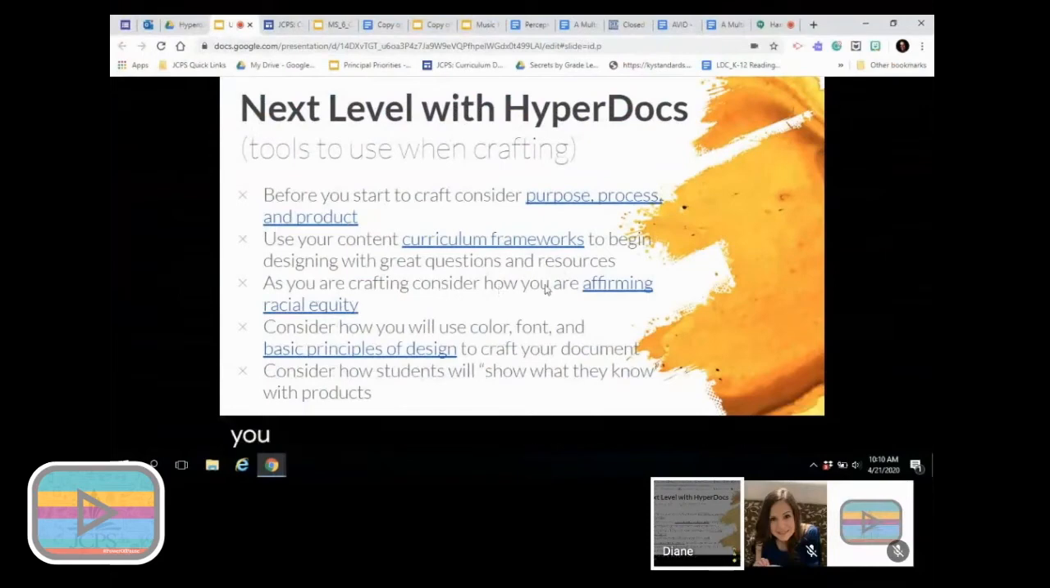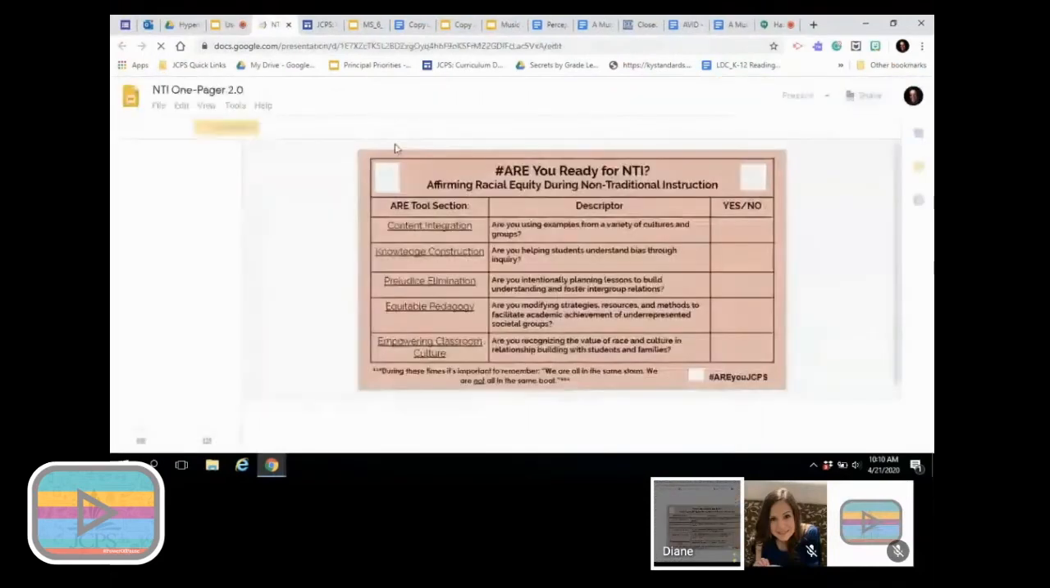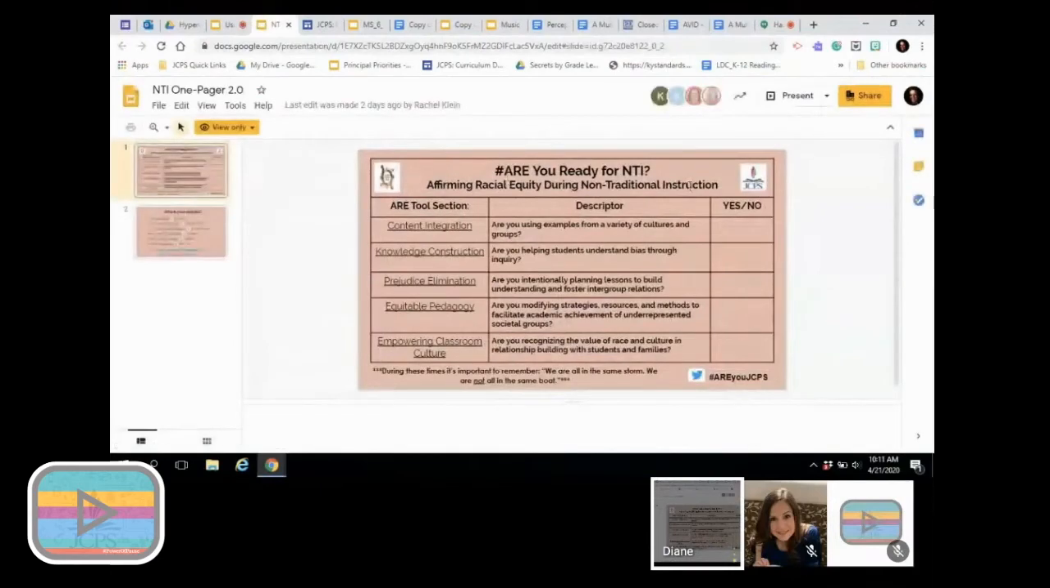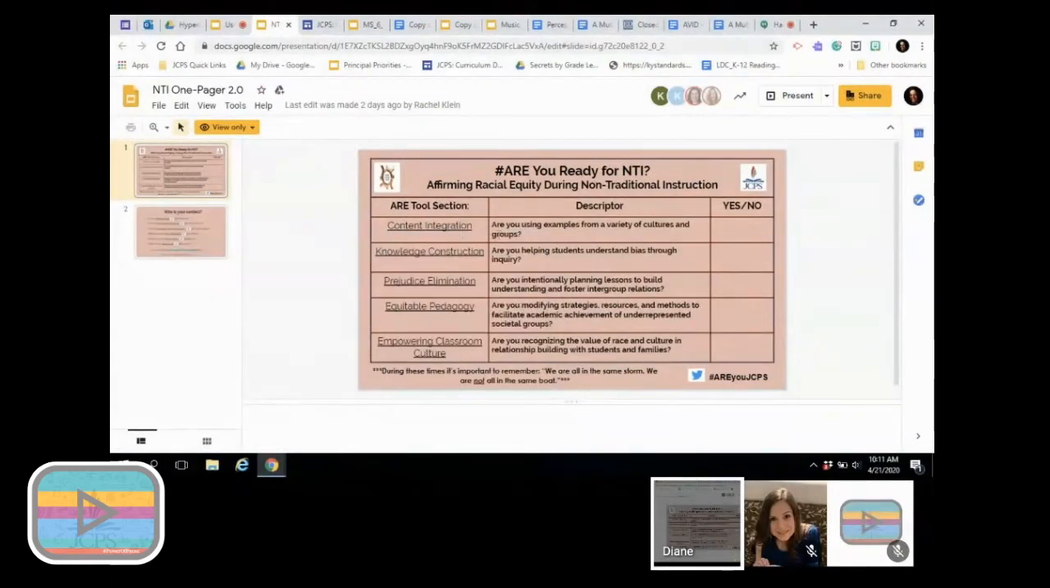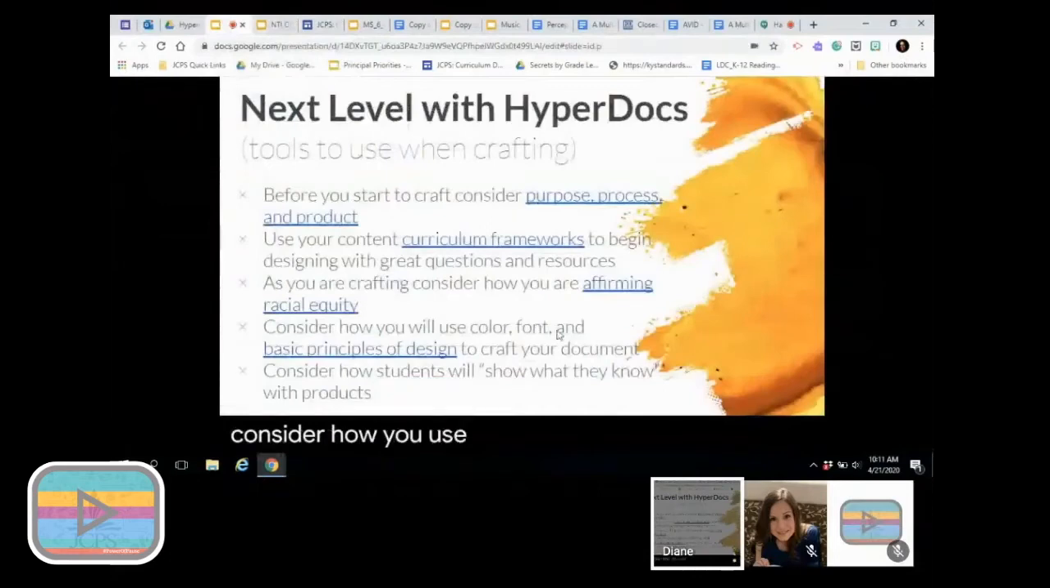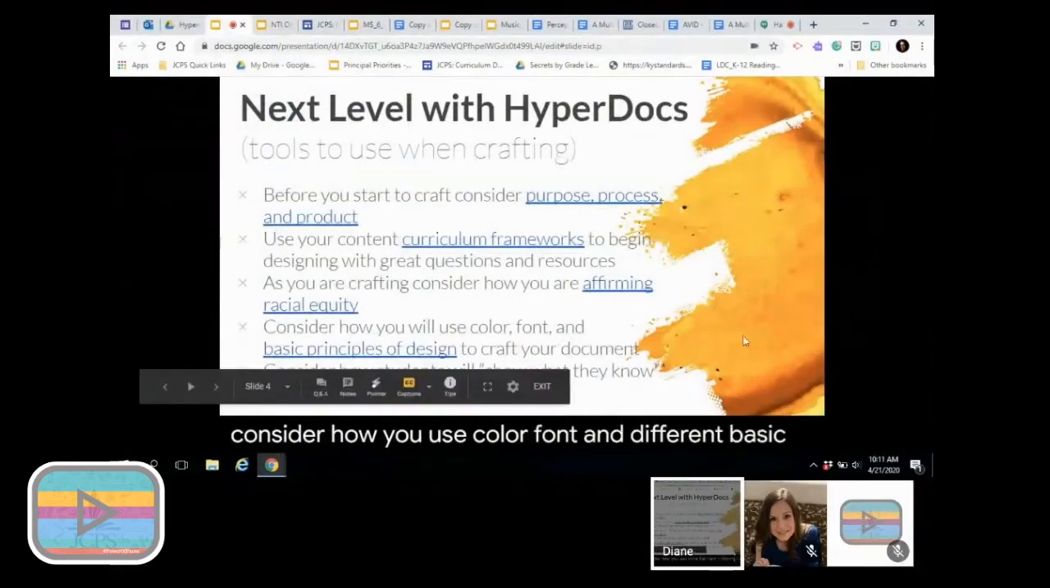As you're crafting, you should also consider how you're affirming racial equity. Now, again, I believe the coiners of the term would call this a multimedia text set, but these questions from DEP are crucial and key right now as we're designing things for our students. We should be thinking about the different descriptors, and using examples from a variety of cultures and groups as you're picking things to put as links in these Hyperdocs. Considering these questions will help you start from a really strong base, knowing that you're trying to reach all your students.